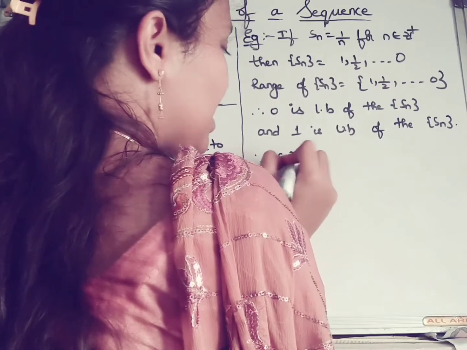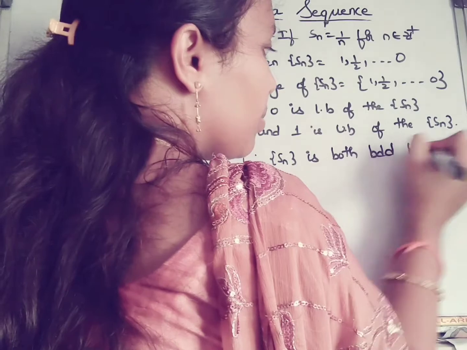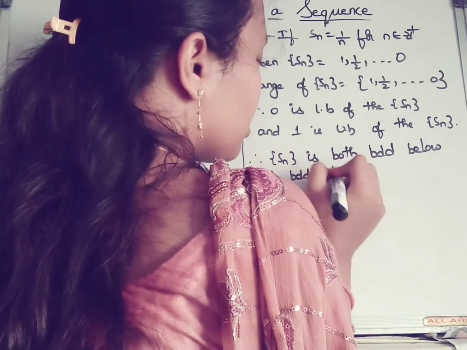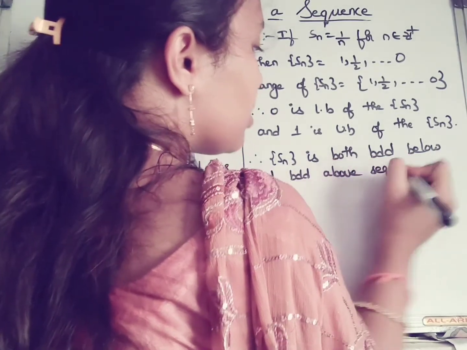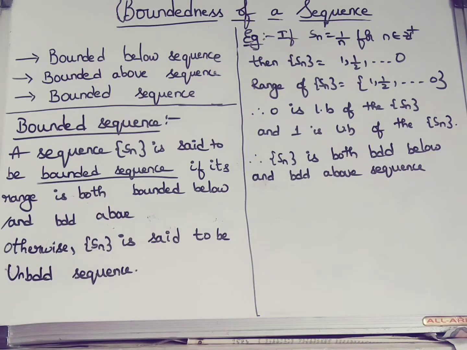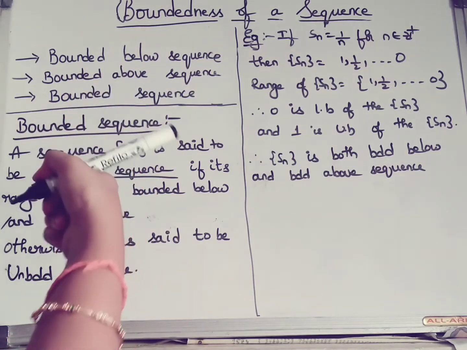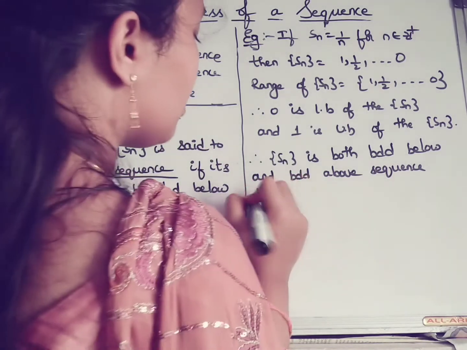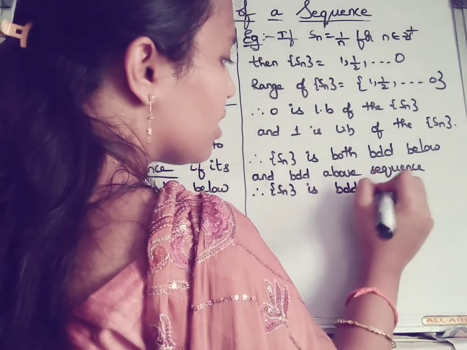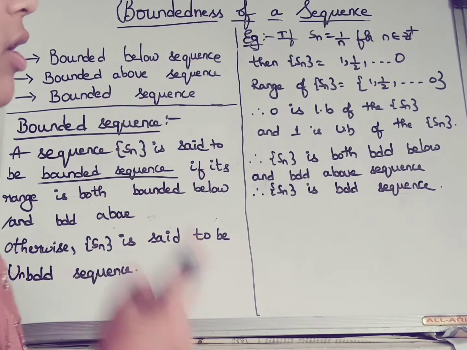Therefore, sequence Sn is both bounded below and bounded above sequence. What is the definition of a bounded sequence? If it satisfies both the bounded below and bounded above conditions, then we can say that that sequence is a bounded sequence. So we can write here, sequence Sn is a bounded sequence. This is an example for a bounded sequence.